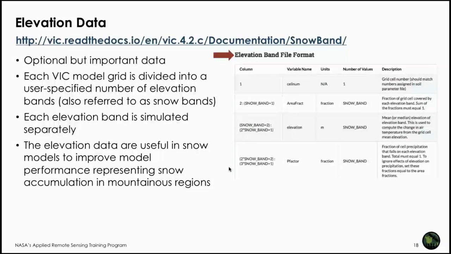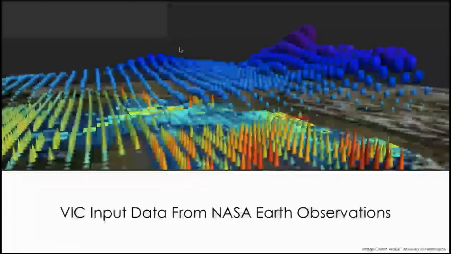But if you specify elevation bands within each grid, then VIC treats each band separately, and if it is elevated and colder than a certain temperature, then it's treated as a snow band. So it is useful for the snow model and improving performance in representing snow accumulation in mountainous regions. So although this is an optional parameter, it is quite useful. And this is also available from remote sensing.